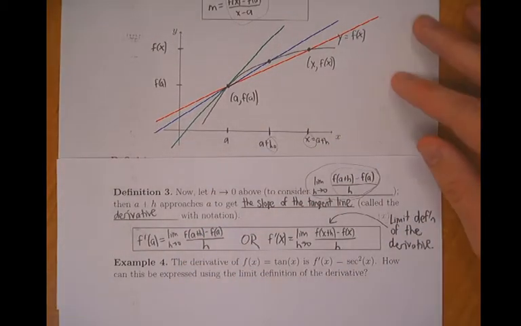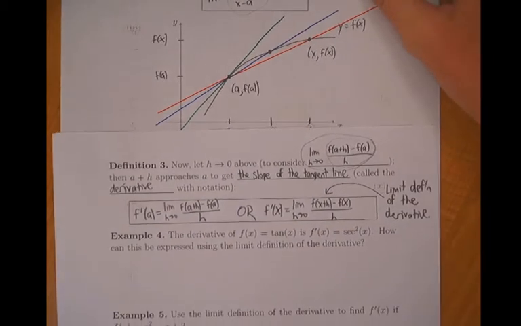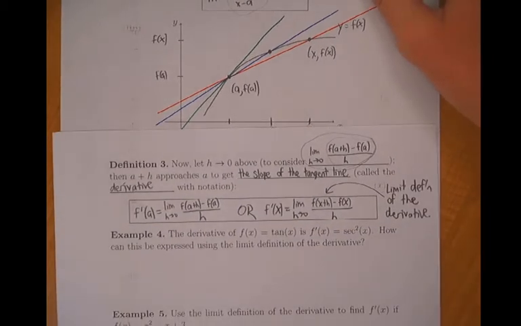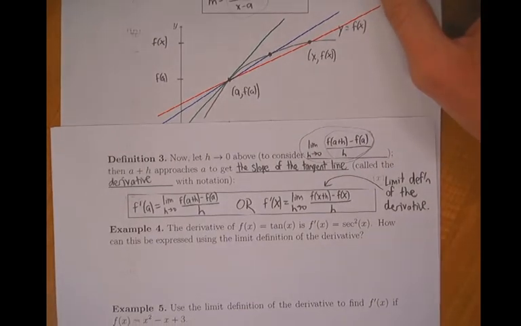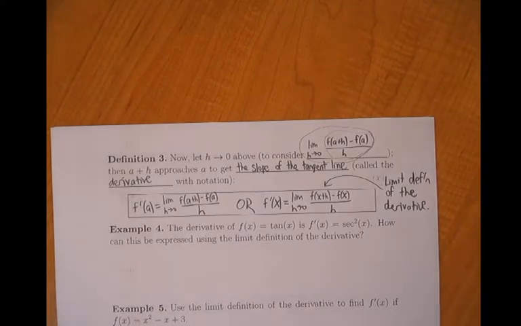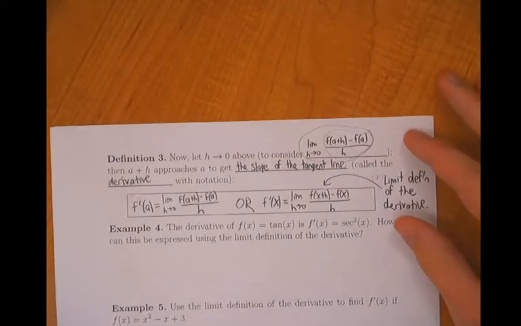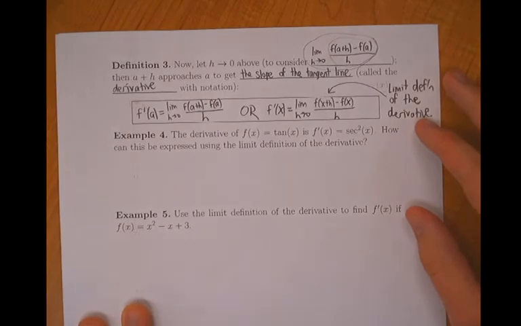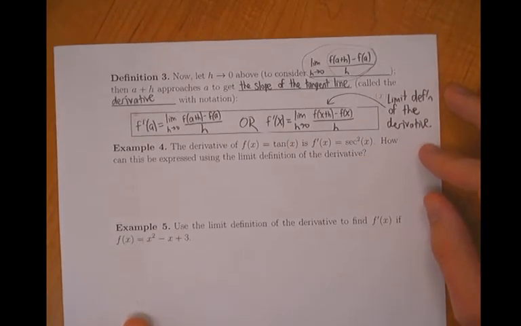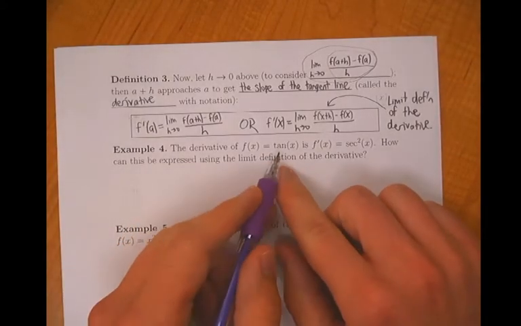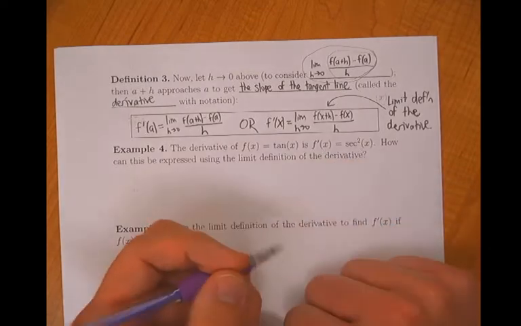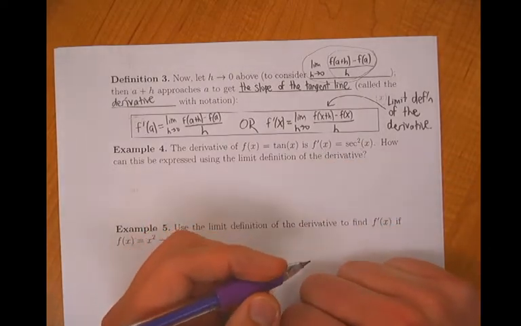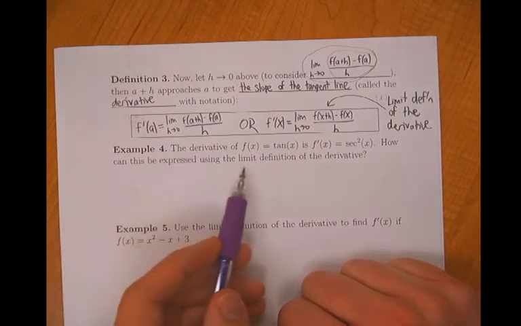Okay, any questions on any of that before we move on to our examples? Let's take a look at example 4 then. We're given that the derivative of this function, tangent of x, is f prime of x, which is just secant squared of x.